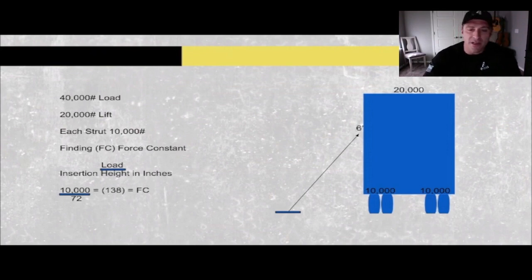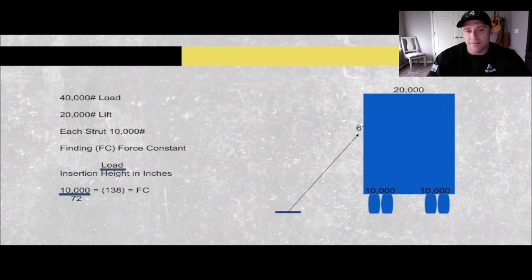I'm going to put a strut on either side of that box truck. So where you see that diagonal line, that's the strut, and there would be one on the other side. They're both going to be 6 foot insertions, and it's going to be a 20,000 pound lift. So I'm going to divide each side. I'm going to give each strut 10,000 pounds. So now we're just going to look at one side of that strut. We're going to look at that line there. We have a 6 foot insertion and 10,000 pounds.